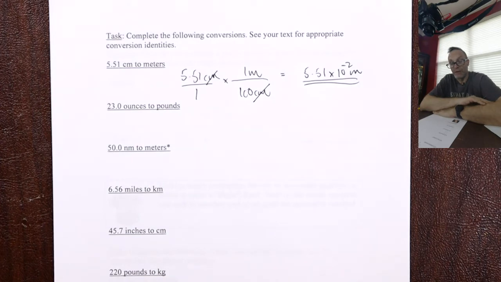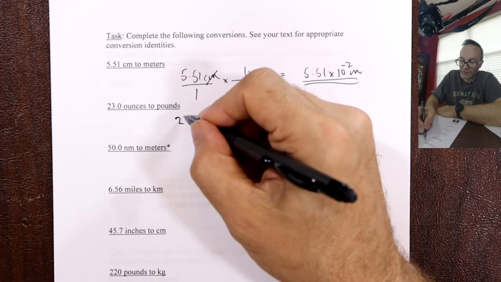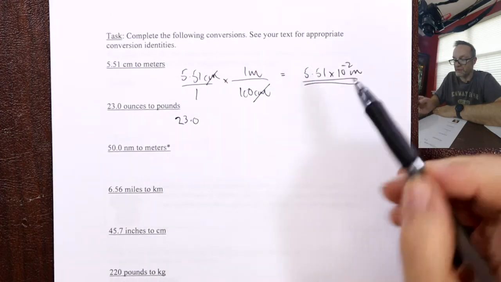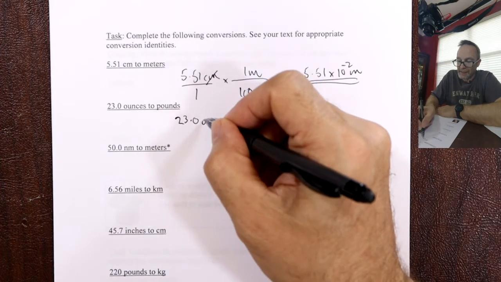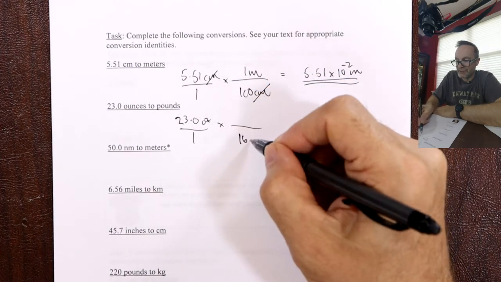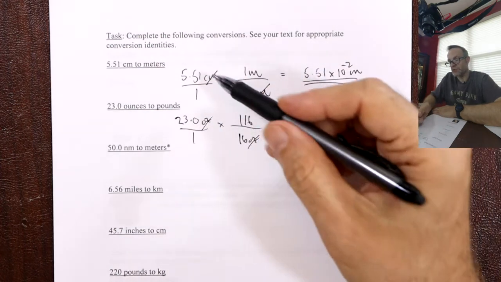Okay. Next one, ounces to pounds. Note, that's 23.0, so that's 3 sig figs. Oh, that one there, that's exact, that's 3, so that's 3. Okay. Ounces. All right. What goes on the bottom? Ounces to pounds. 16 ounces or 1 pound. I think we know that. All right. Ounces cancel. Remember to show the work.